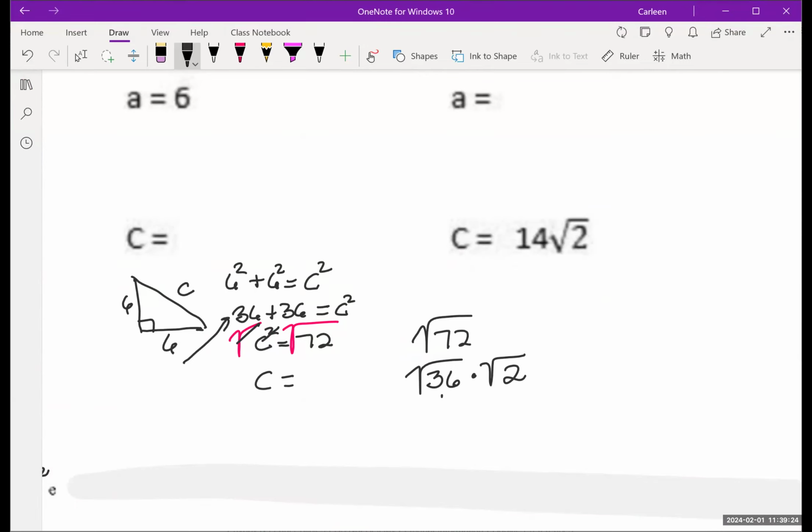Okay. What is the square root of 36? 6 square root 2.